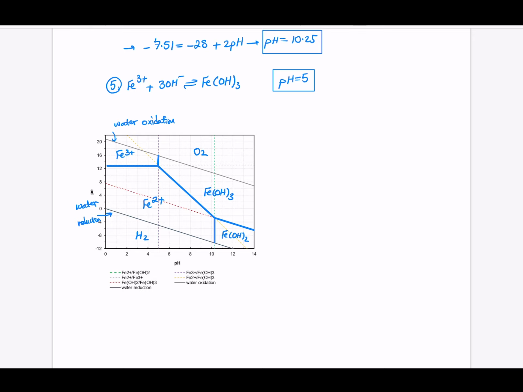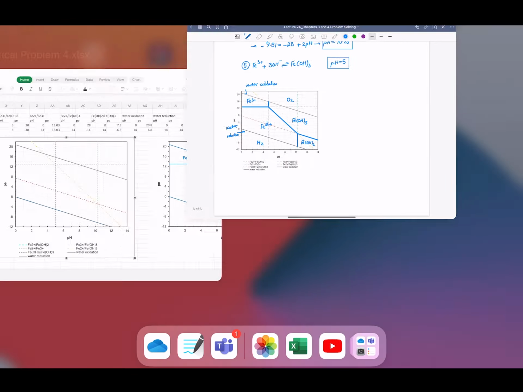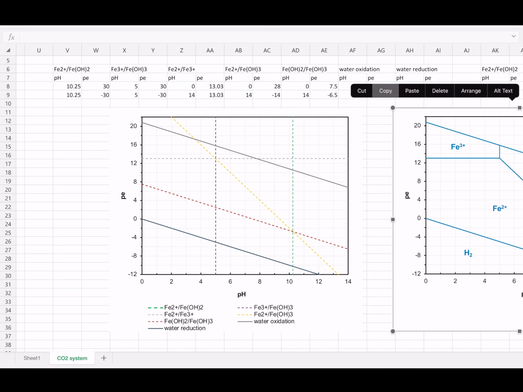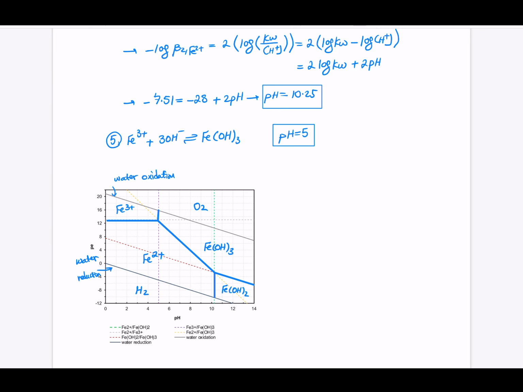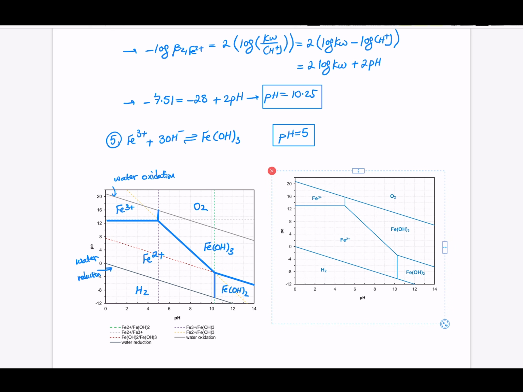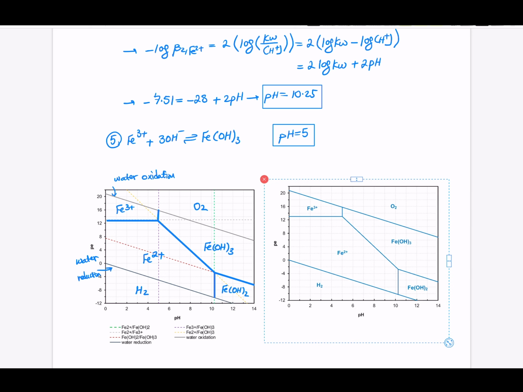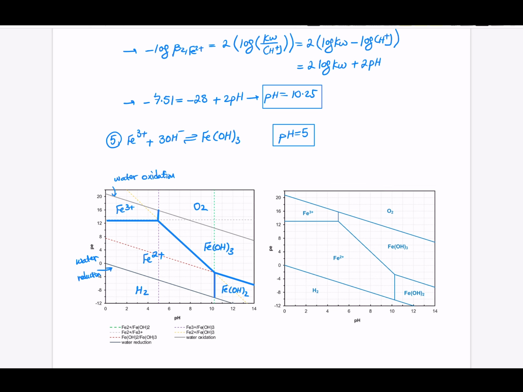Or to have a more clean graph, this basically is the clean version of this graph. Nothing new, it's just a little bit more organized. As you see, Fe3 plus, Fe2 plus, we just removed the part of the line that wasn't thermodynamically feasible. So just a little bit of practice on trimming the line. That's probably the trickiest part. But the rest is basically the simple algebra of constructing the line.